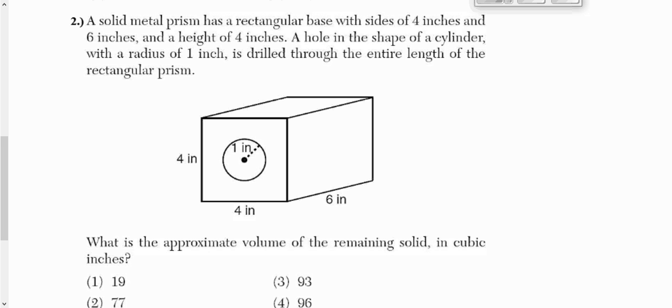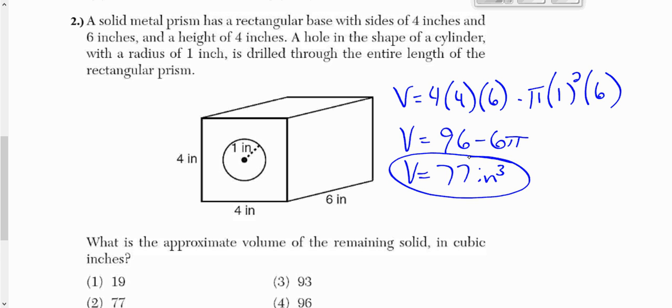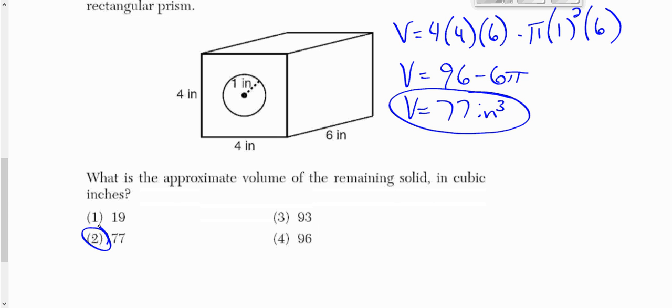Rectangular prism minus that cylinder in the middle, right? So volume is going to be 4 times 4 times 6 minus that full cylinder, pi times 1 squared times 6, pi r squared h, right? So it gives you 96 minus 6 pi, and you just throw that in your calculator, and you should get 77 cubic inches. Choice 2. All right, moving along, number 3.